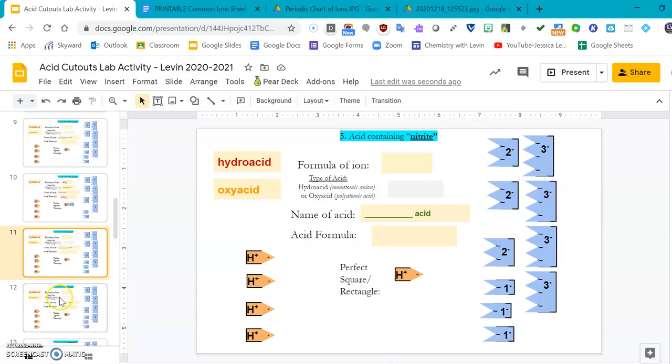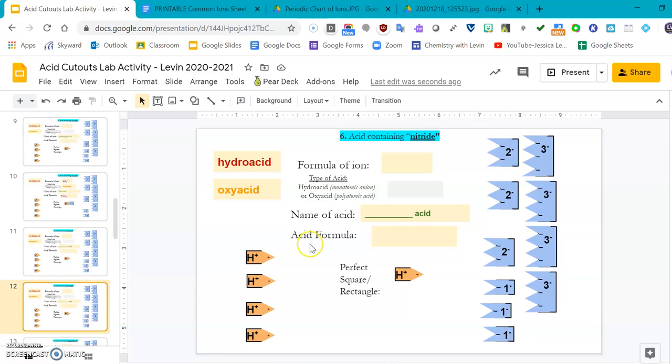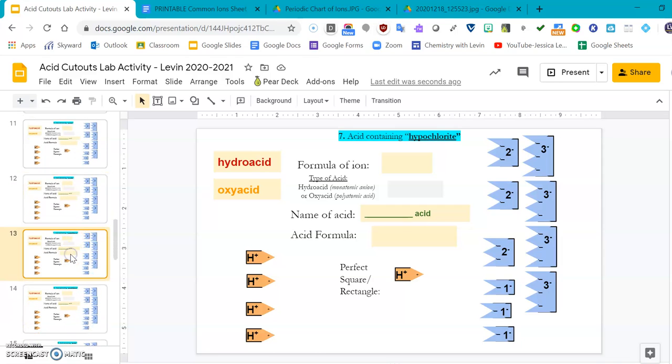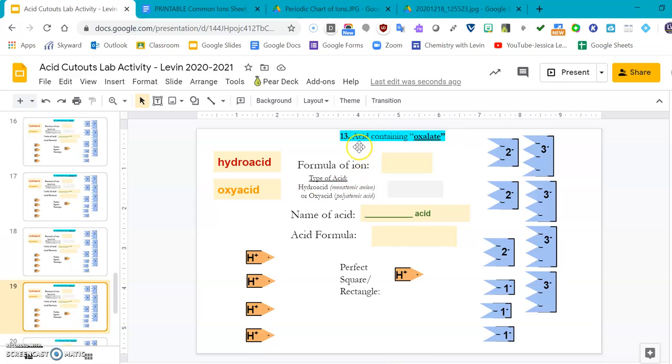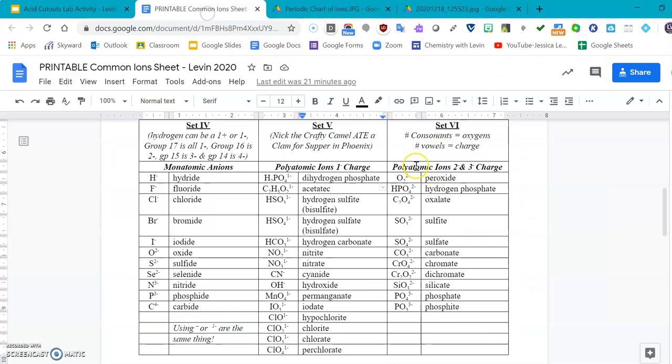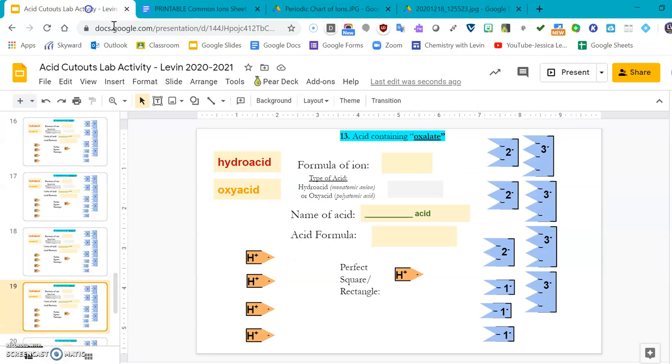If I had a nitrite, I would use a different name. If I had a nitride, I would use a different name. If I had something a little more complex, like an acid containing oxalate. Oxalate is over here in set 6, C2O4 2 minus, oxalate. So I would click in here.